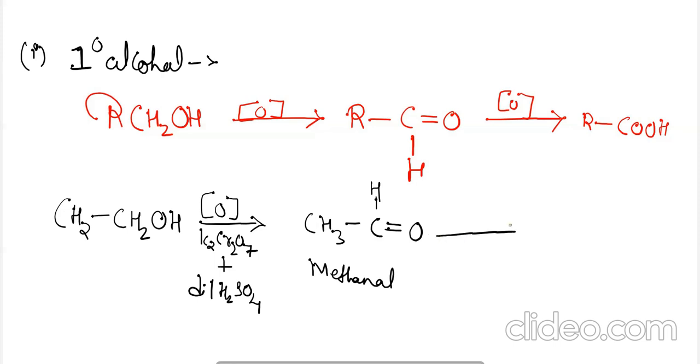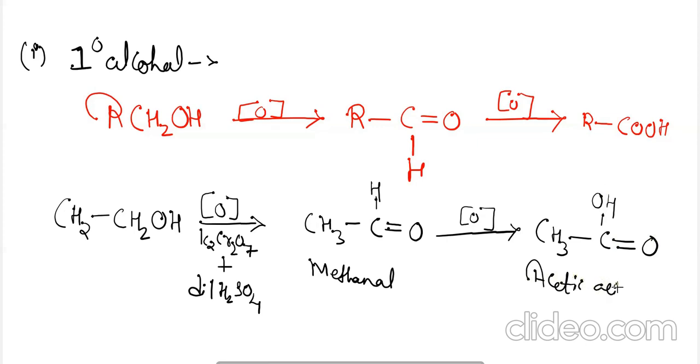Next, further oxidation will take place because K2Cr2O7 is a strong oxidizing agent, so the reaction will complete here to form CH3C double bond OH, that is carboxylic acid. Here it is acetic acid.